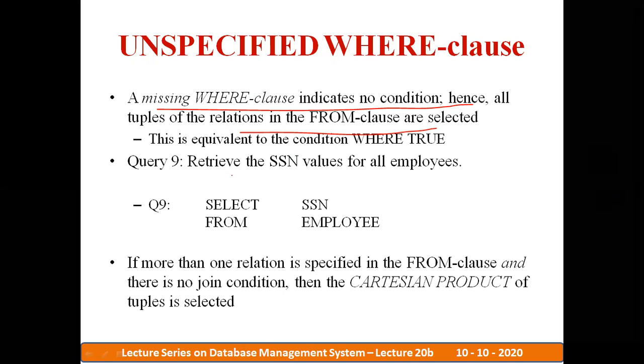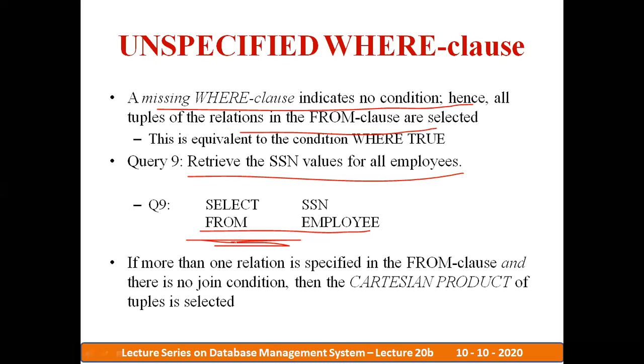Here in this query, we are retrieving the SSN values of all employees. In select, I need to specify the attribute name. In from, I have specified the employee. The where is missing here, which means I need to display all the SSNs of the employee table. If you remove the where, everything will be listed. If more than one relation is specified in the from clause and there is no join condition, then it results in a Cartesian product of the tuples selected.